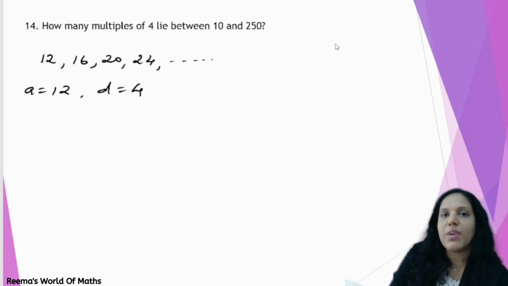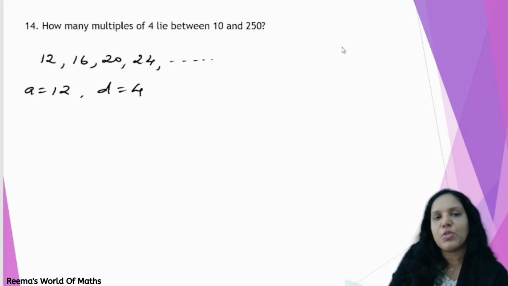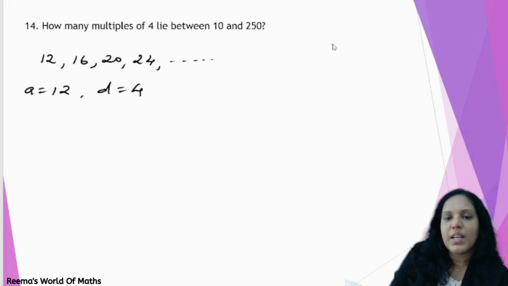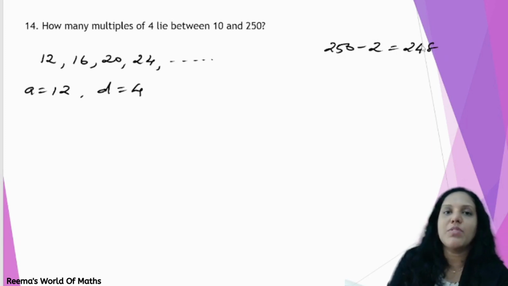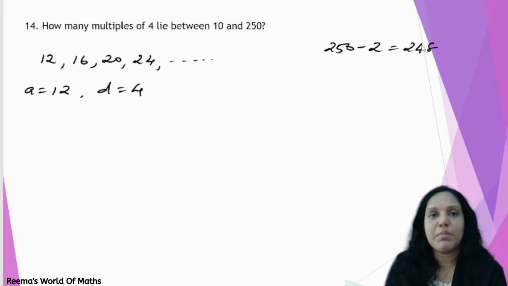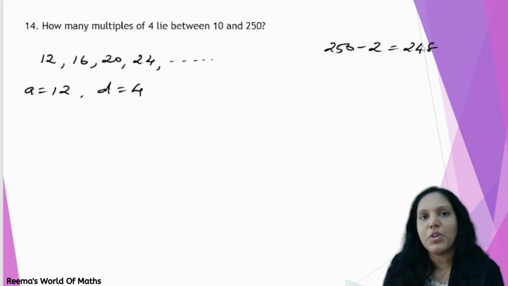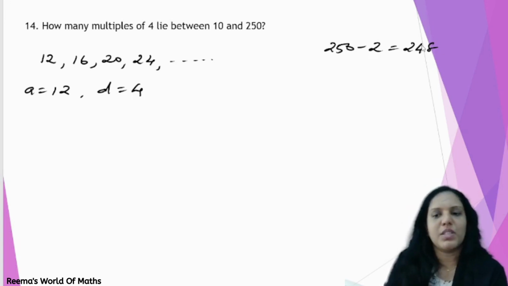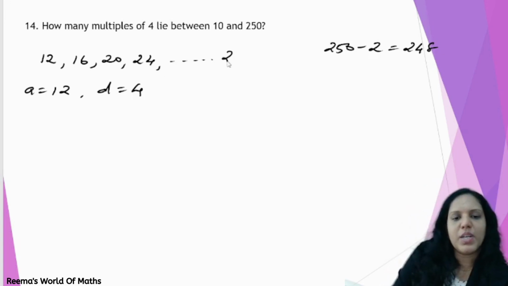We know if we divide 250 by 4, there is a remainder of 2. So for that we can find the number 250 minus 2, which is 248, the highest number divisible by 4 which is less than 250. So the last term will be 248.